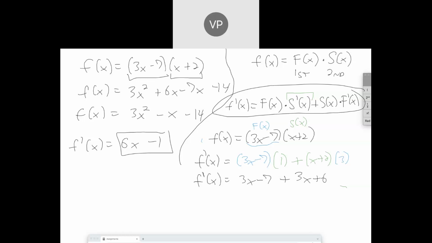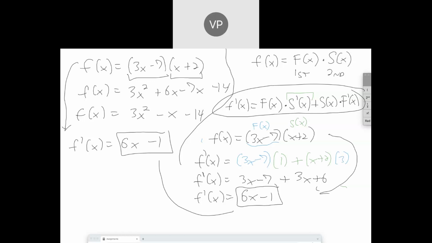3x plus 6. Now I end up with a 6x minus 1. And notice, same thing that we had over here. Okay, now, big picture, you look at this, some of you are going to say, well, the amount of steps over here was just about the same as over here. And I'm going to agree with that. That's about the same.